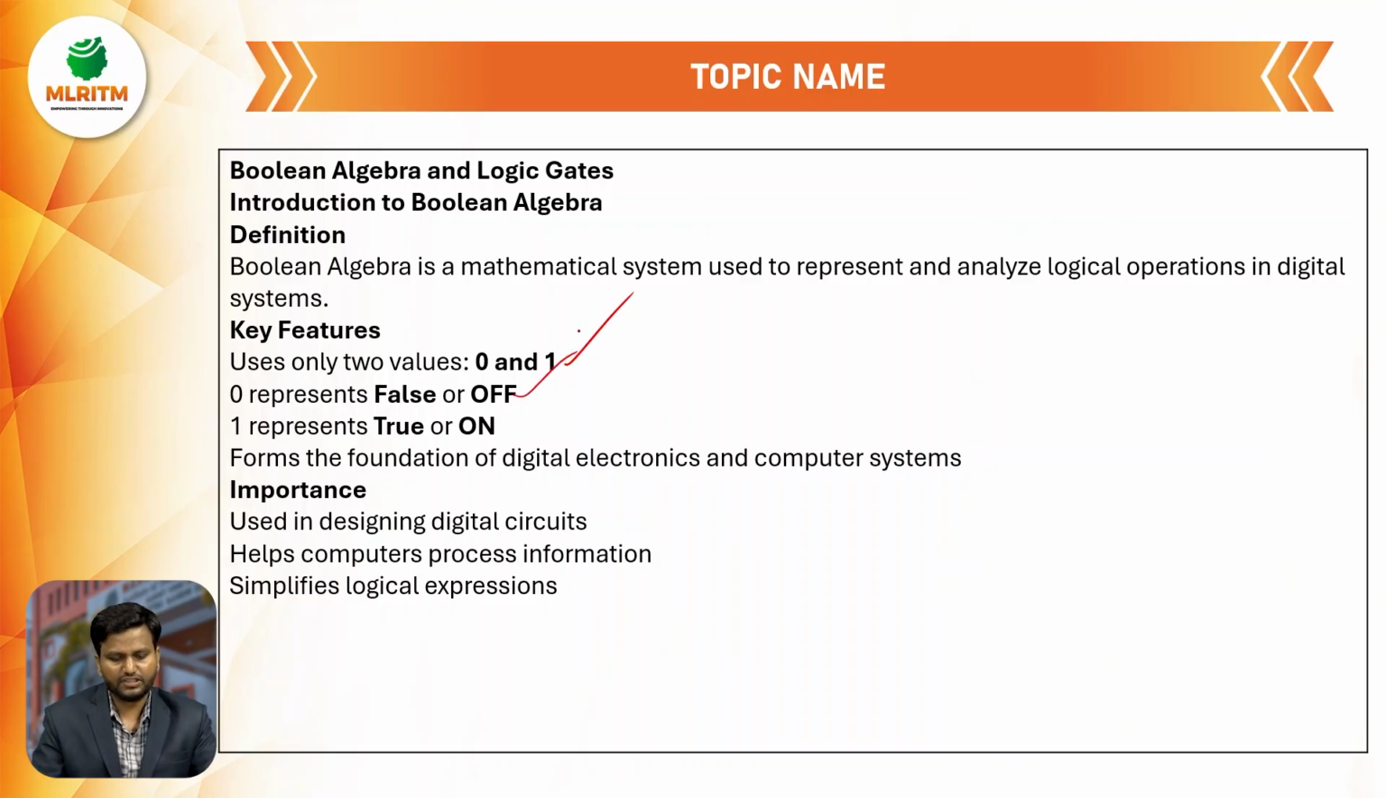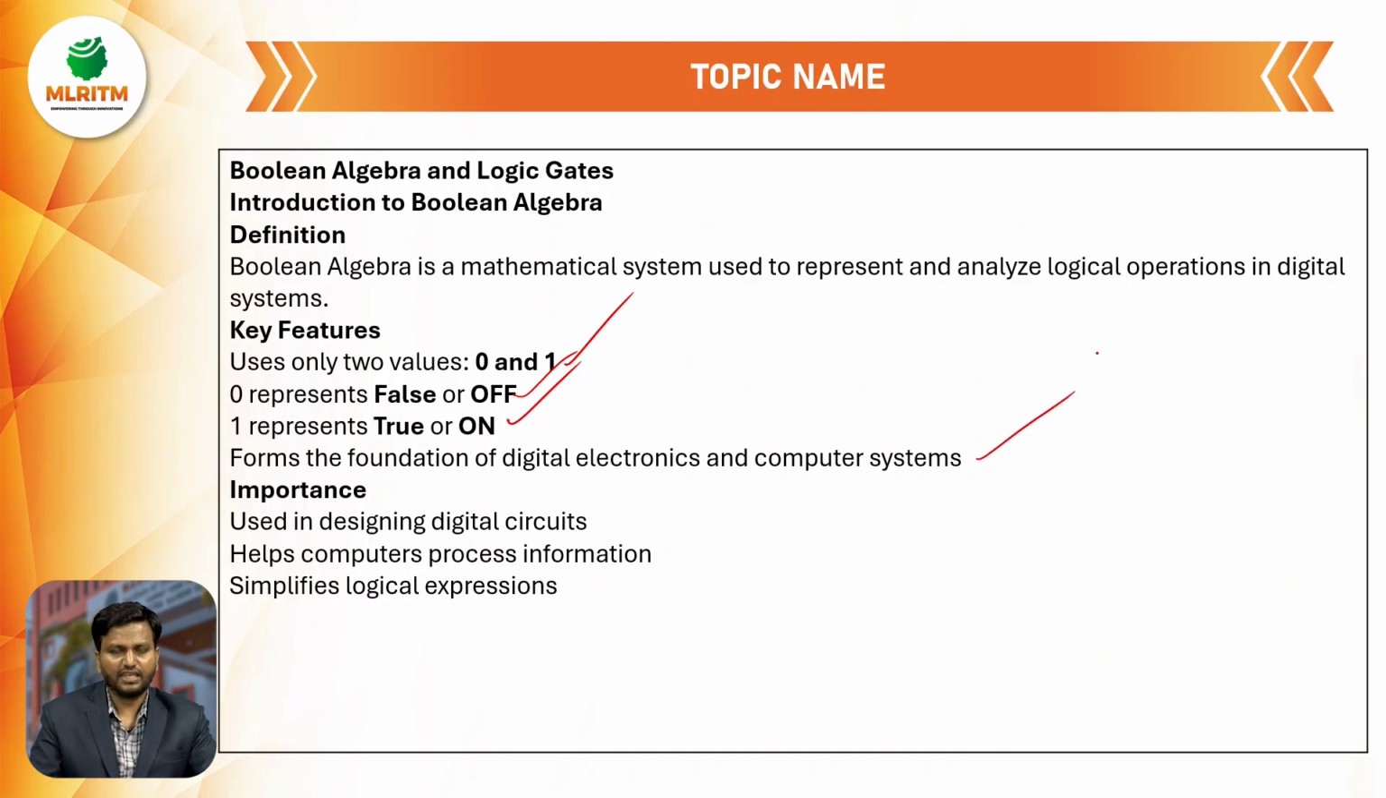Zero represents false or off. Zero is a negative value, like false or off. One represents true or on. It is used in logic diagrams and registers also. Binary information is there. Whatever human data we give will be converted to zeros and ones code. It will be represented as diagrams like logical operations. It forms the foundation of digital electronics and computer systems.